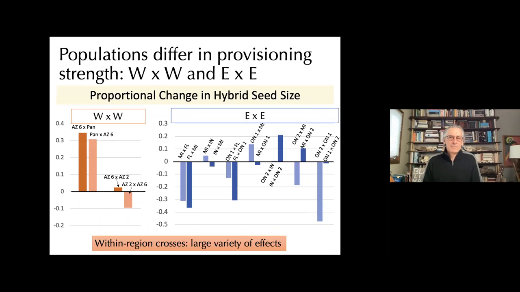So there's also evidence for this sort of thing within regions. On the left, I've shown some west by west crosses. And you can see here, Panama and Arizona 6, for example, both directions result in an increase in seed size. That's interesting. However, if you mate Arizona 6 by Arizona 2, and they're not very far apart, they're both in the transition zone around Sedona, these show this conflict. They show an increase in one crossing direction and a decrease in the other. And within the east, the same sort of pattern, sometimes both down, sometimes one up, one down, and occasionally both sort of up. So a variety of sorts of results here.